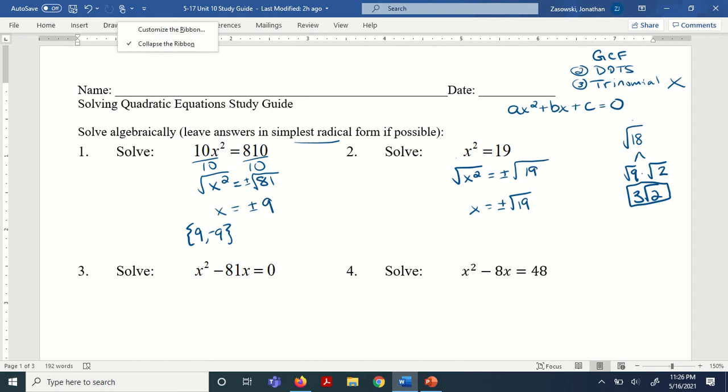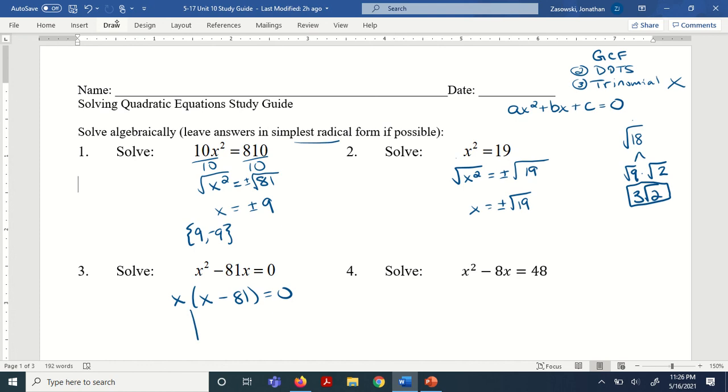Okay, going down to number 3. So once again, this does have this linear term, so we're going to look to factor. We're always going to check for the GCF first. We can see there is a common term of x. So if I take the x out of here, I'm going to get x times x minus 81 is equal to 0. And then I can't factor the inside because it's not a perfect square. X is not a perfect square, so we have to stop.